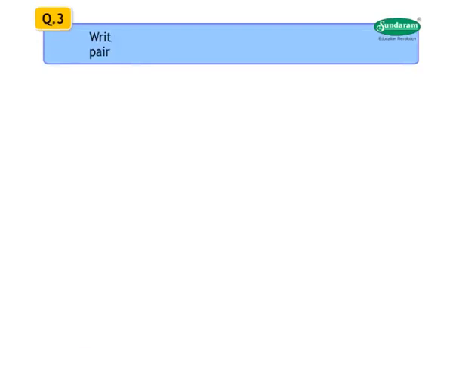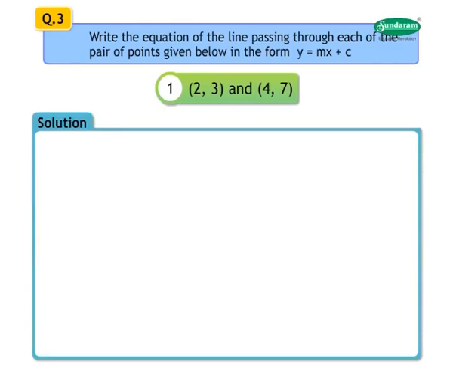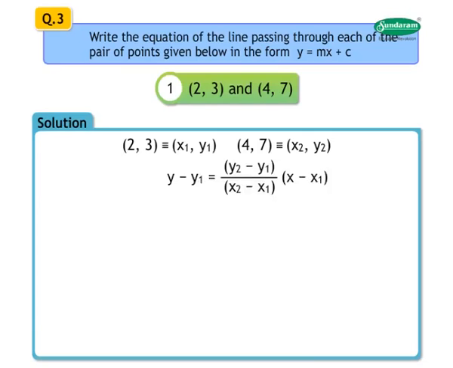Question 3. Write the equation of the line passing through each of the pair of points given below in the form y is equal to mx plus c. Number 1. (2, 3) and (4, 7). Solution. (2, 3) corresponds to x1, y1. (4, 7) corresponds to x2, y2. y minus y1 is equal to (y2 minus y1) upon (x2 minus x1) into (x minus x1). Therefore, y minus 3 is equal to (7 minus 3) upon (4 minus 2) into (x minus 2).